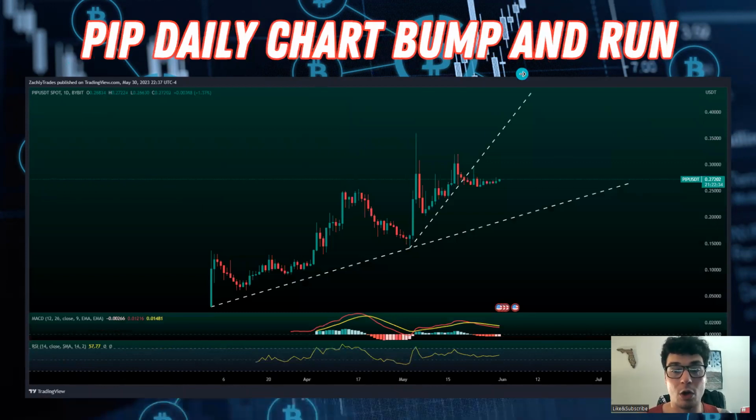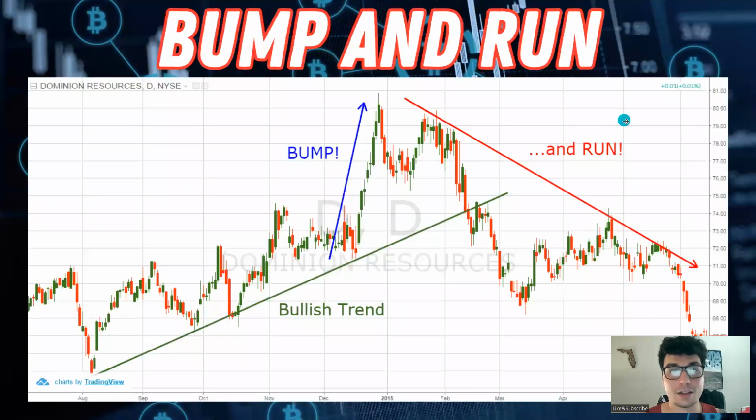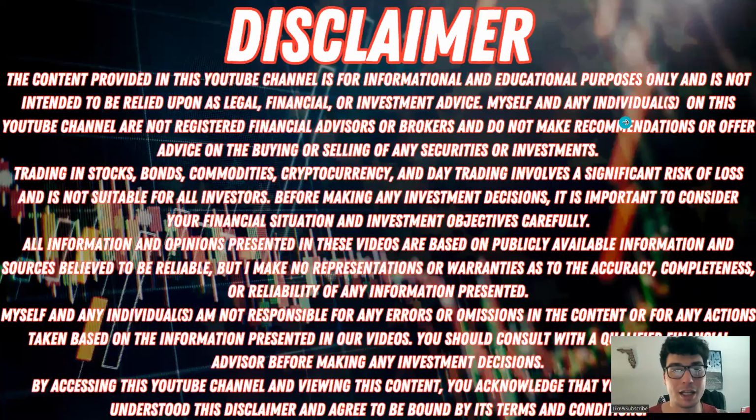And then we'll also go over this chart pattern known as the bump and run. Now, this is something you need to be cautious of. I mentioned the bearish divergence. We're also going to go over the bump and run and explain what that pattern is to you guys. I'm not going to throw you guys blindly into the wolves.